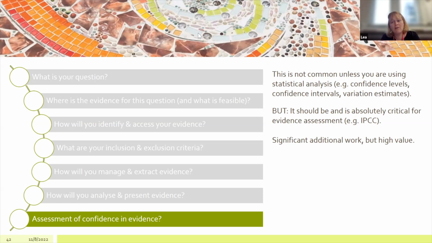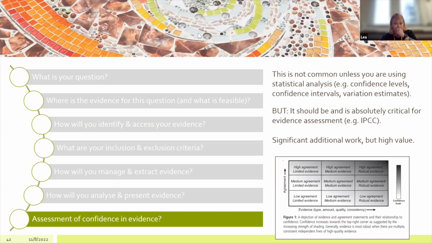Confidence assessment is really critical for evidence assessments. The climate assessments under the IPCC are a really good example. And despite this, a lot of our reviews and evidence syntheses do not undertake any formal confidence assessment. I would argue they should, and this is one of the really big opportunities out there for people to grab. It takes a lot more work, but it has really significant value.